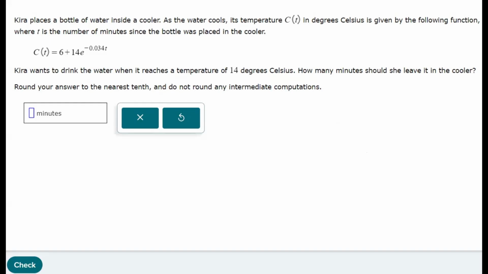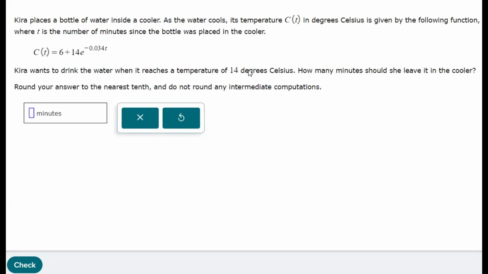Okay, so here's the second problem of the same kind. We have Kira place a bottle of water inside a cooler, and as the water cools, the temperature is changing by this given formula. She wants to drink the water when it reaches a temperature of 14 degrees Celsius. How many minutes should she leave it in the cooler?